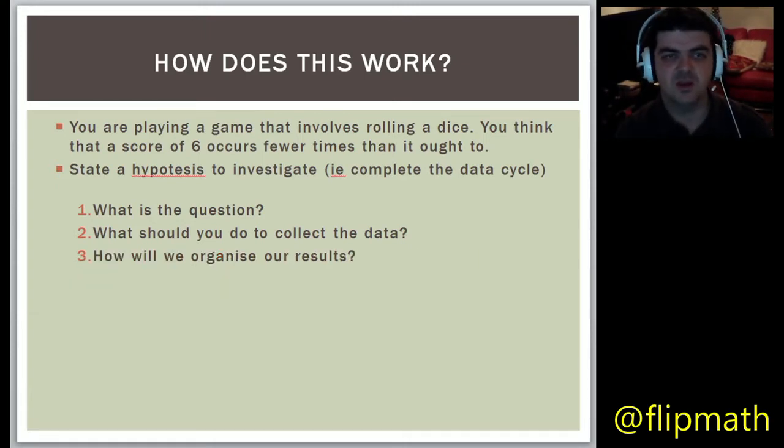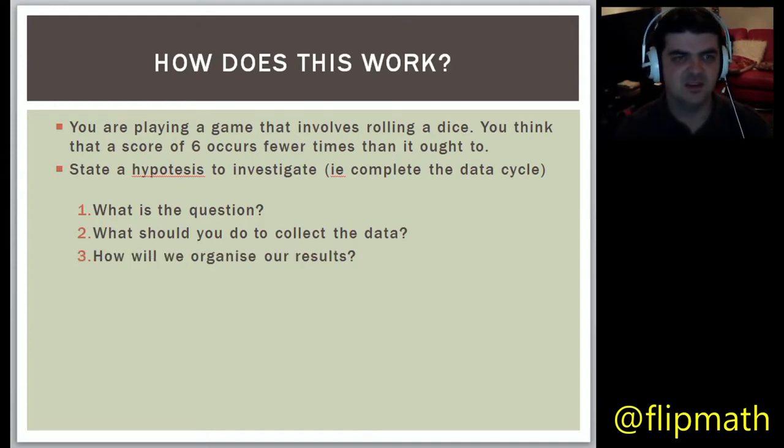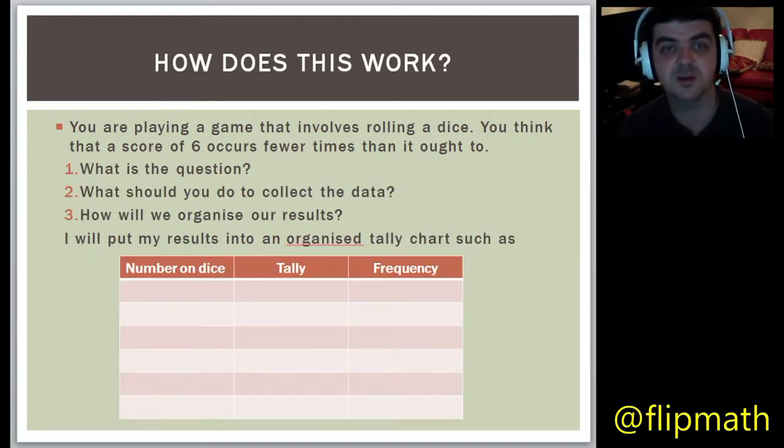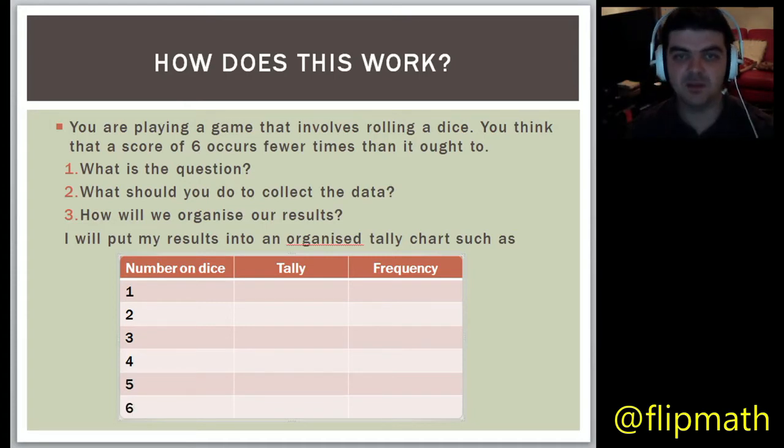So once I've decided how I'm going to collect the data, I've got to decide how we're going to organize our results, how we're going to sort this out. And it seems in this case fairly straightforward that we'll put results into an organized tally chart, such as the one down here. So the number on the dice, I'll fill in as a 1, 2, 3, 4, 5, or 6. And then we will put a tally in.